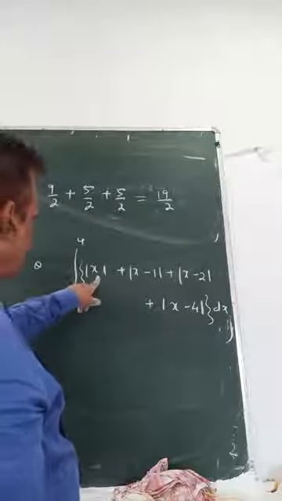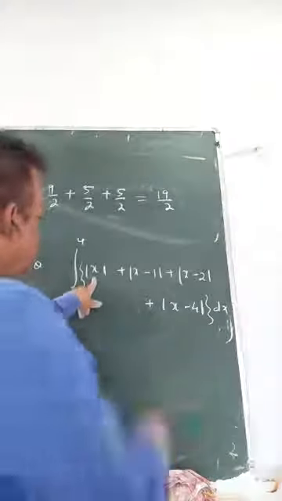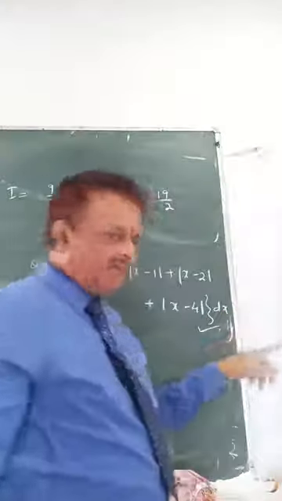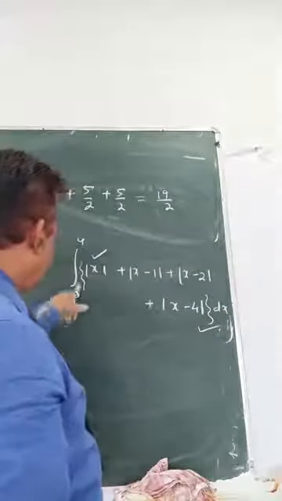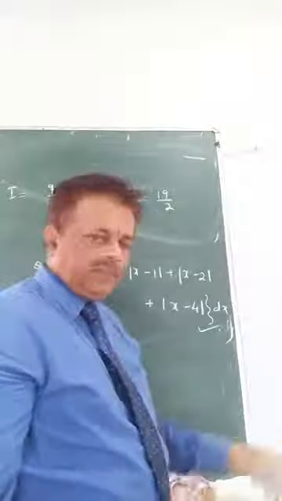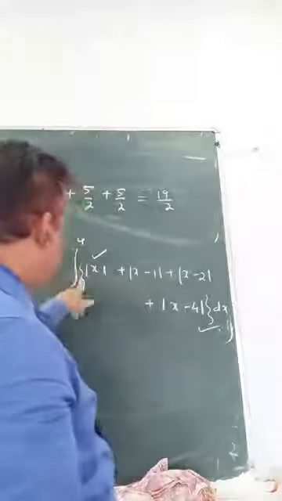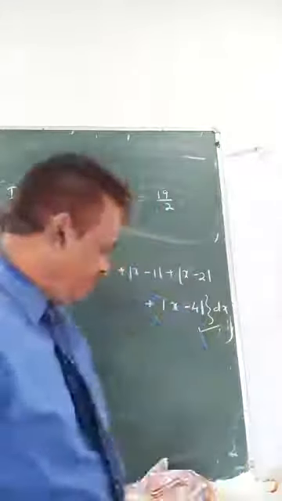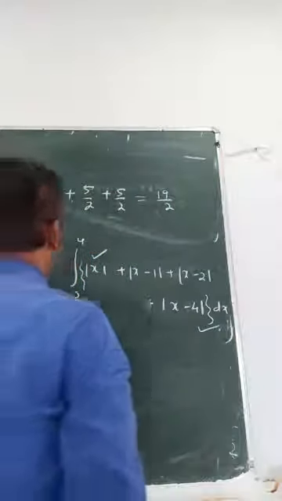This is 0, so it will have one part. This will have one part. This also will have one part, because one is carrying the lower limit, one is carrying the upper limit. This will have one part, this will have one part. These two will have 2 parts. So try to complete it.